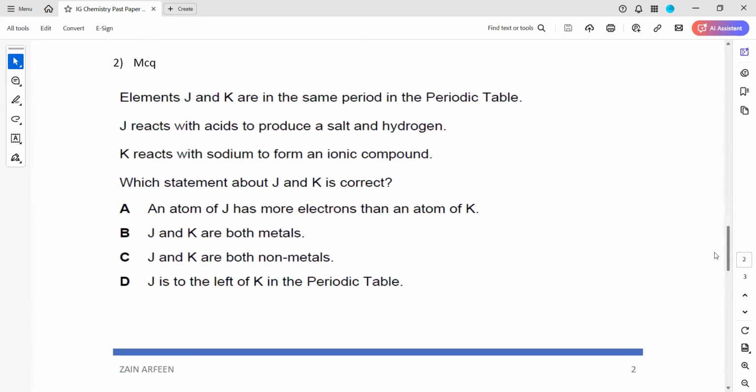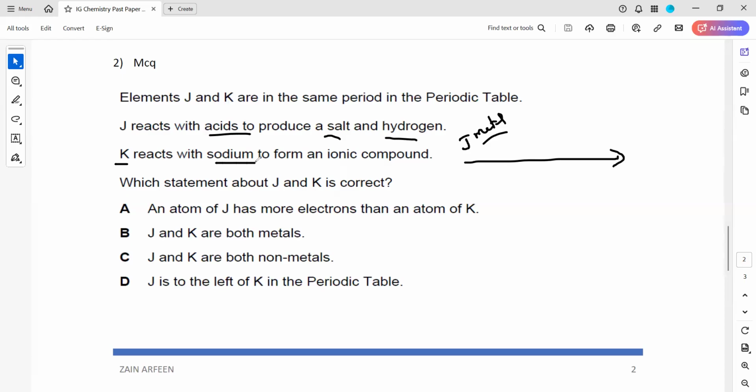Next is the element question. Elements J and K are in the same period. J reacts with acid to produce a salt and hydrogen. So what idea does this give? J is a metal, because metals react with acid to produce salt and hydrogen.